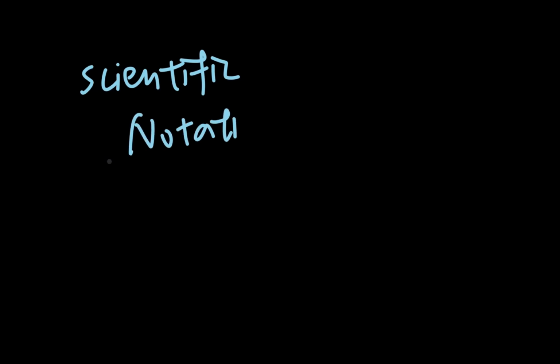Today we're going to talk about scientific notation. Scientific notation is a method in chemistry and other science fields to represent a really large or a really small number.